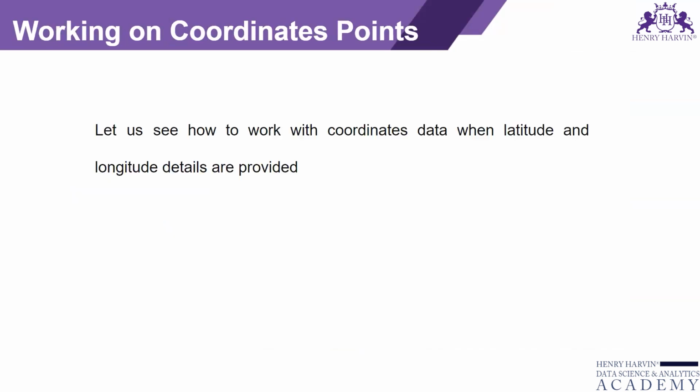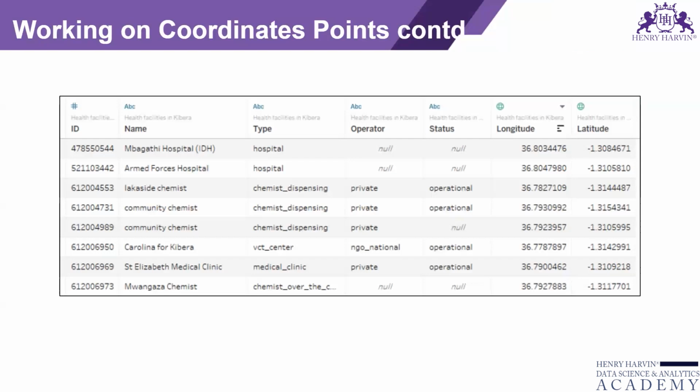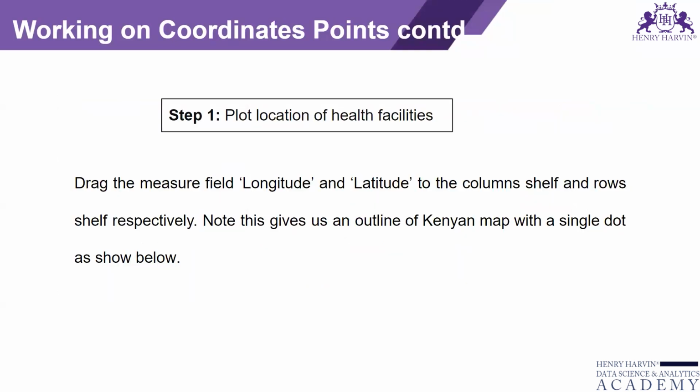Okay, now let's see how to work with coordinates data when latitude and longitude details are provided. Here, in this screenshot, they have provided latitude and longitude data for health facilities in Kibera, which is in Africa. In our data set, latitude and longitude is not given. It has been generated using other fields in the data set. But in this data set, latitude and longitude is predefined, and you can use it for plotting. Okay, so drag the measure fields latitude and longitude onto rows and columns.